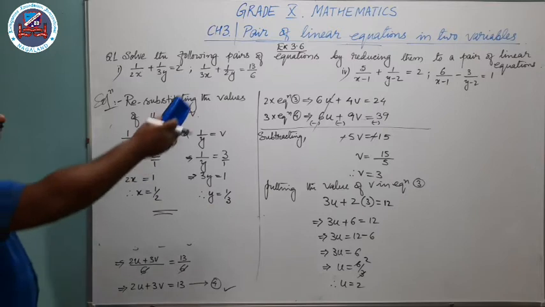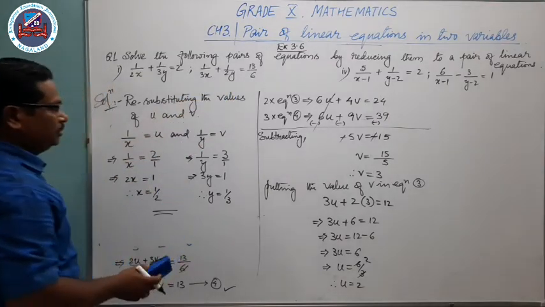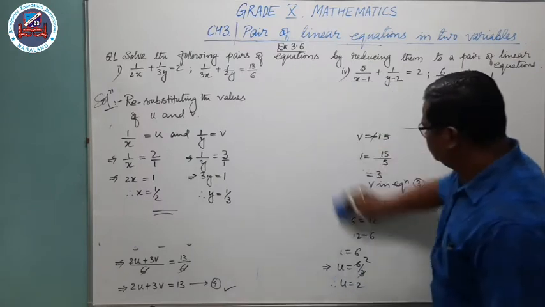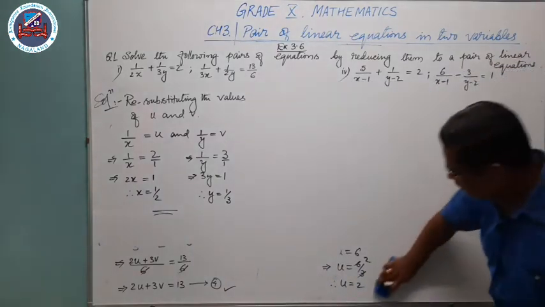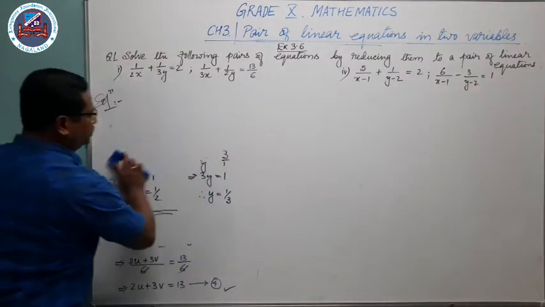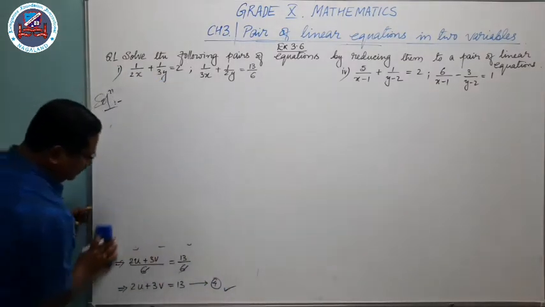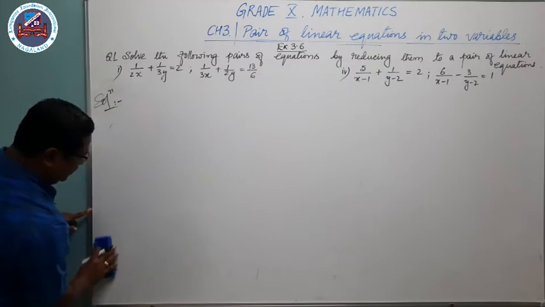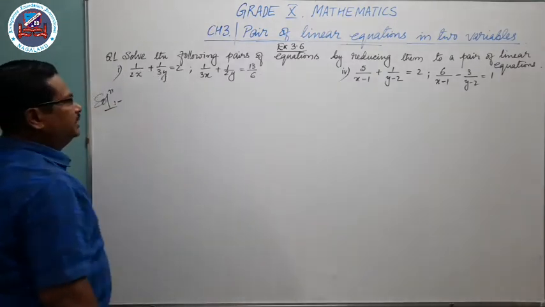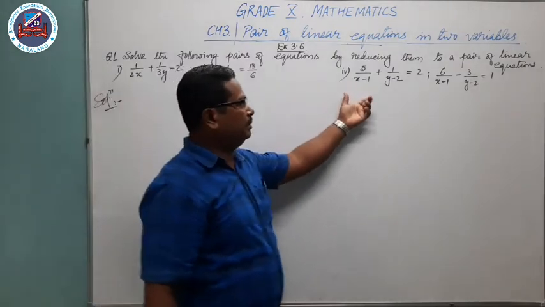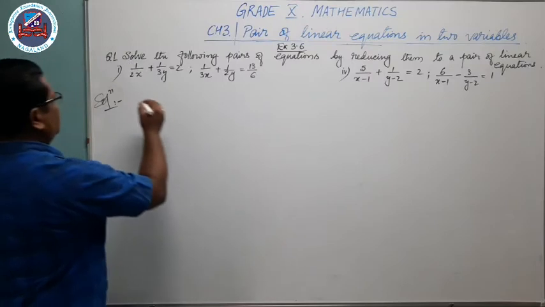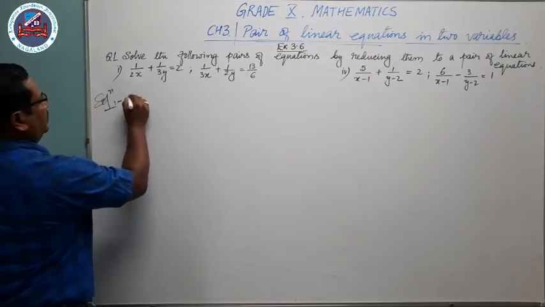Now let us go for the number 4, fourth question. Here also you are going to do the same thing. And in mathematics, as you know, the bigger the question looks, the easier the solution is. Here it looks more complicated, but it will be easier than the first one. Let us write the equations. This is the fourth one we are doing.